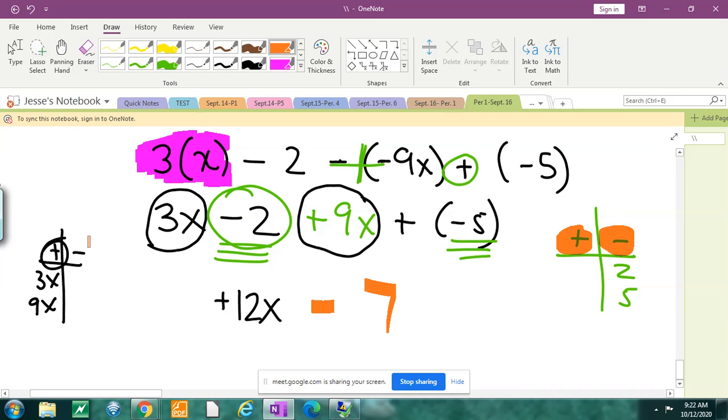Or you could write plus negative 7. That's the same thing. You could write 12x plus a negative 7. Same thing. See that? Because when you do keep, change, you're changing that and you're changing that. It's the same thing. All right? So very good. Just be careful with the sign. Okay? Very good. Good job, you guys.